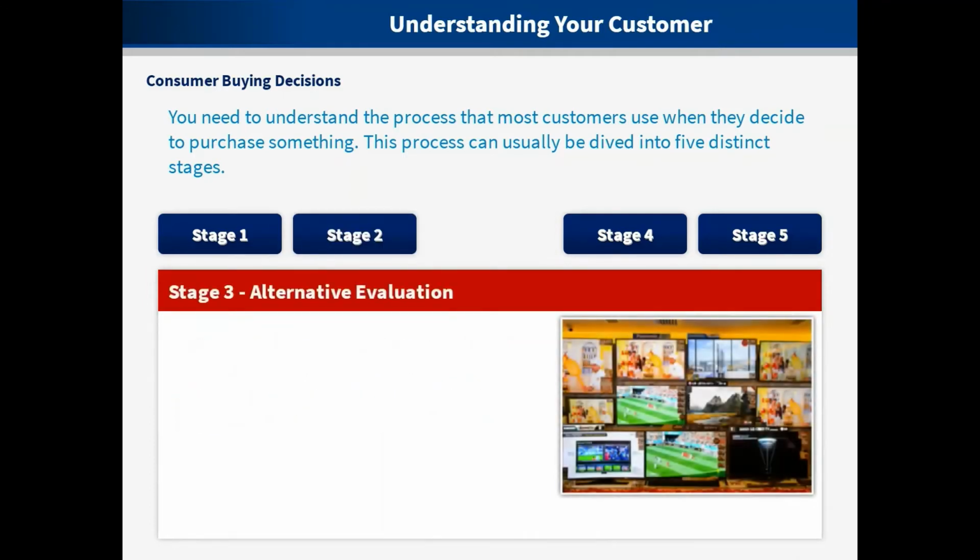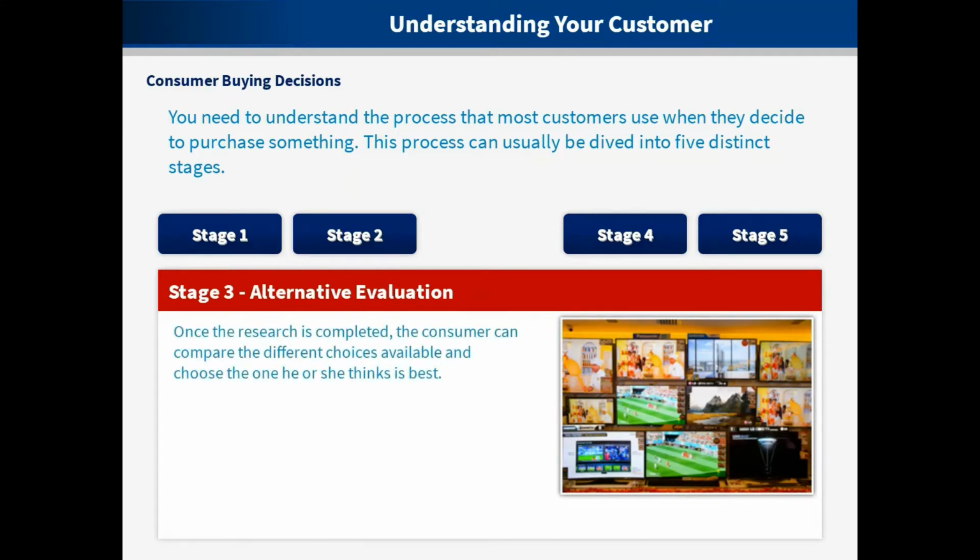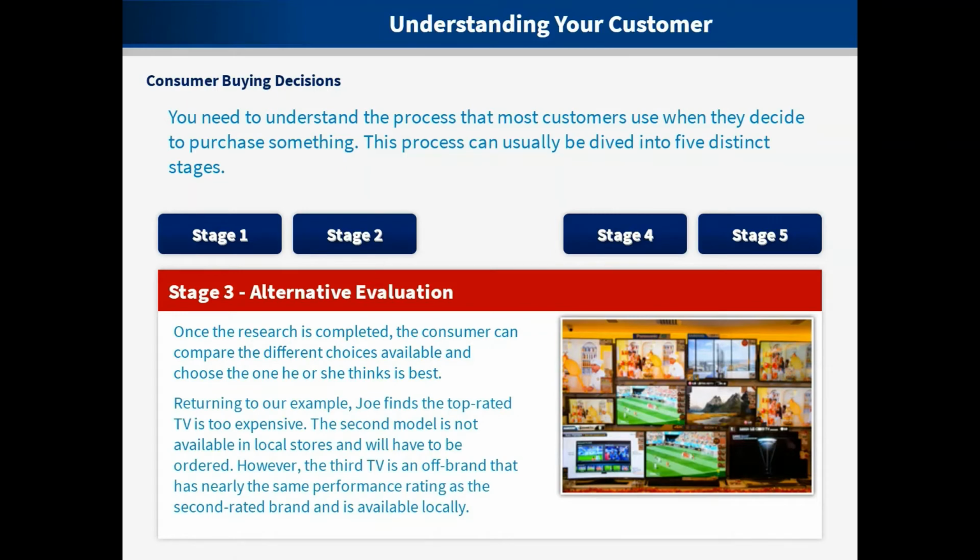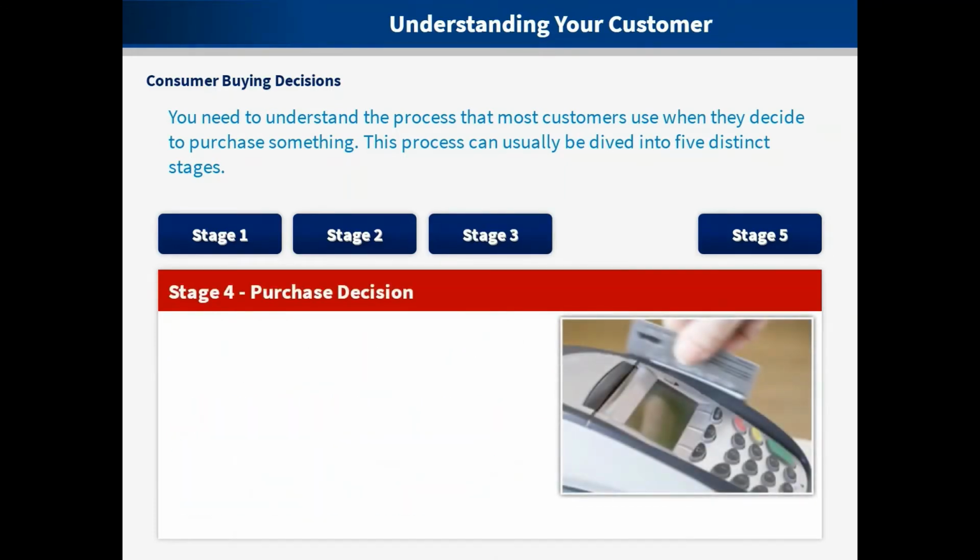Once the research is completed, the consumer enters the third stage, alternative evaluation. After comparing available choices, the consumer selects what he or she considers to be the best choice. Returning to our example, Joe finds the top-rated TV is too expensive. The second model is not available in local stores and will have to be ordered. However, the third TV is an off-brand that has nearly the same performance rating as the second-rated brand and is available locally. The purchase decision is the fourth stage.